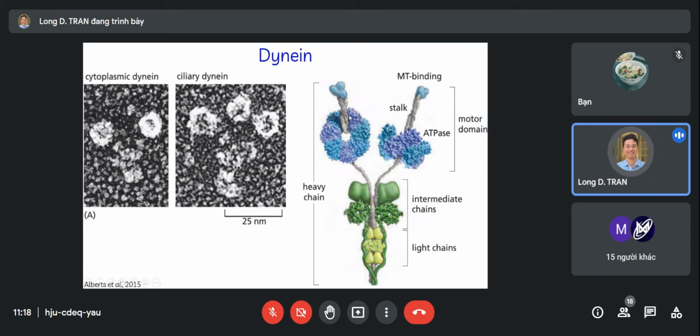This is one heavy chain, and it has multiple light chains. It also works as a monomer, but it contains two heavy chains. Here we have the microtubule binding site. It has a stalk, and it has 6 ATPase domains.